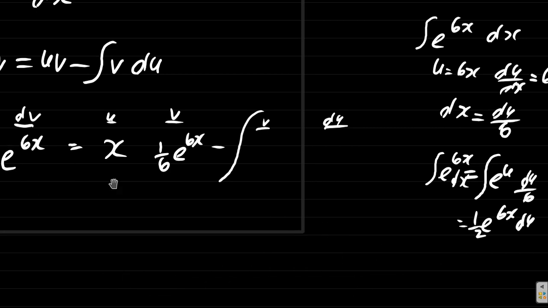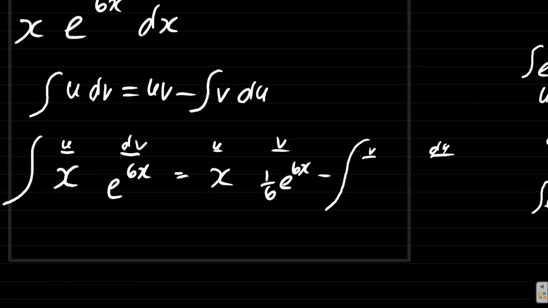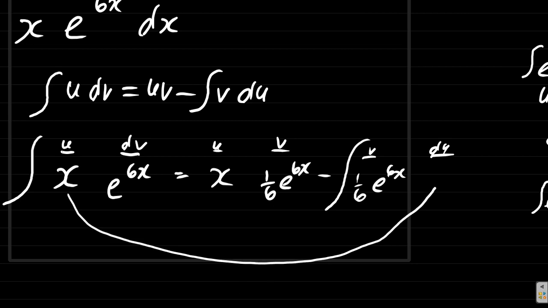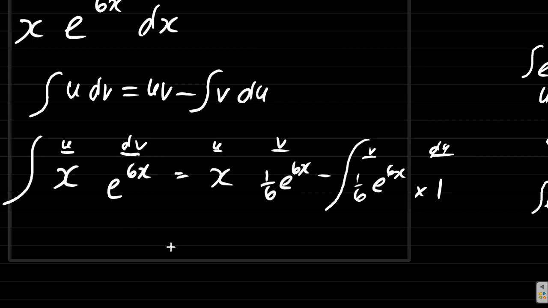So back to what we were doing now. We have integral of u dv equals uv minus the integral of v, which is 1/6 e to the 6x. The u, we want to go from u to du, so we differentiate. When you differentiate x, you get 1. So it's times 1. Now this is equal to 1/6 x e to the 6x. See that? Minus.